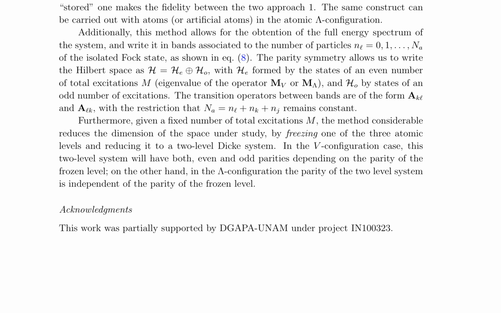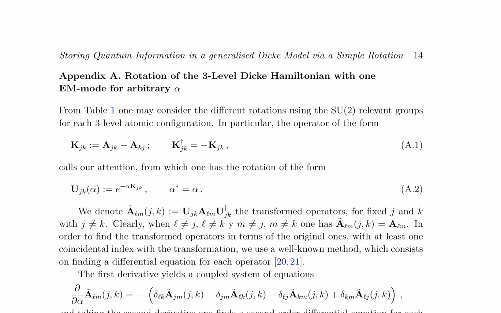The paper also presents a graphical representation of the separatrix for atoms in the lambda configuration, comparing the quantum separatrix with the corresponding variational solution. As the number of atoms increases, the quantum separatrix approaches the variational one. This method allows for the calculation of the full energy spectrum of the system, which can be written in bands associated with the number of particles N_L equals 0, 1, ..., N_A of the isolated Fock state.